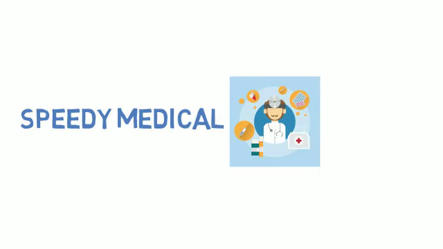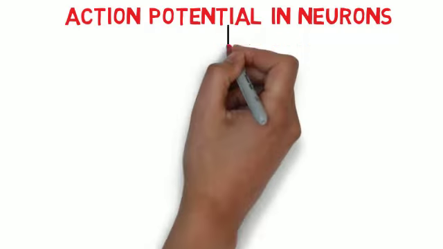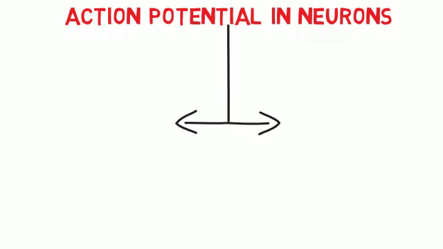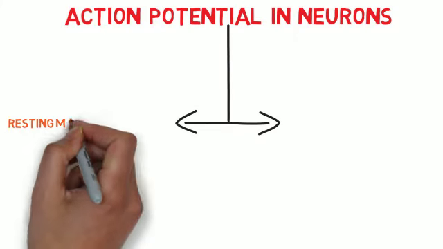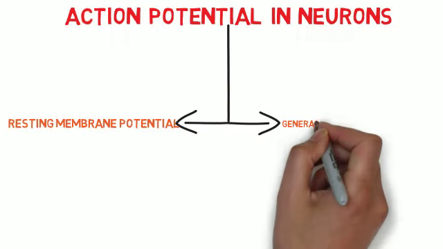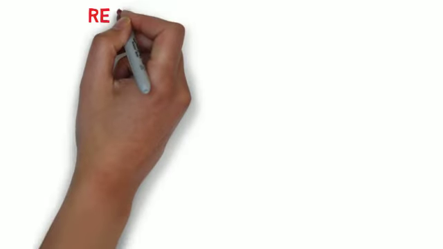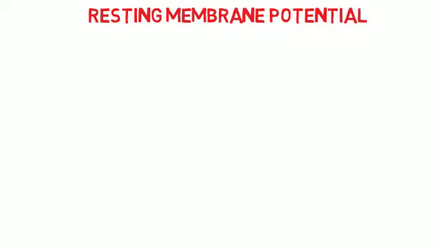This is a basic introductory video of the neurology series in which I will cover the concept of the action potential in the neurons. This video has been divided into two parts. In the first part of the video, we'll understand the concept of the resting membrane potential, and in the second part of the video, we'll look at the actual generation of the action potential. So let's cover the resting membrane potential first.